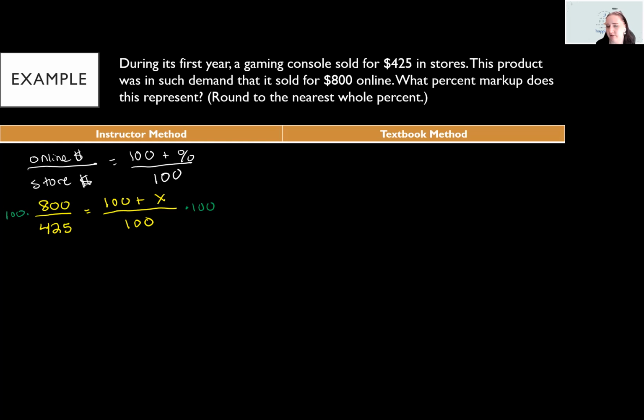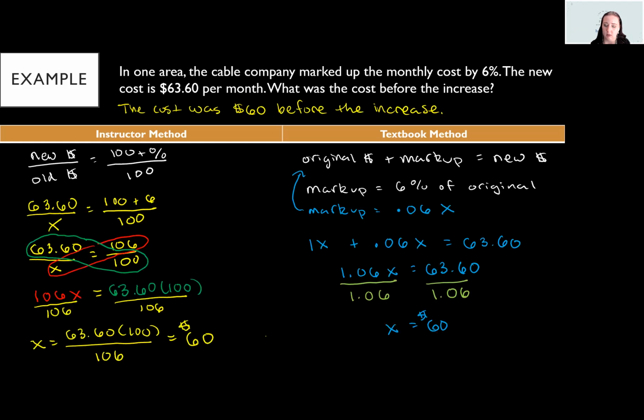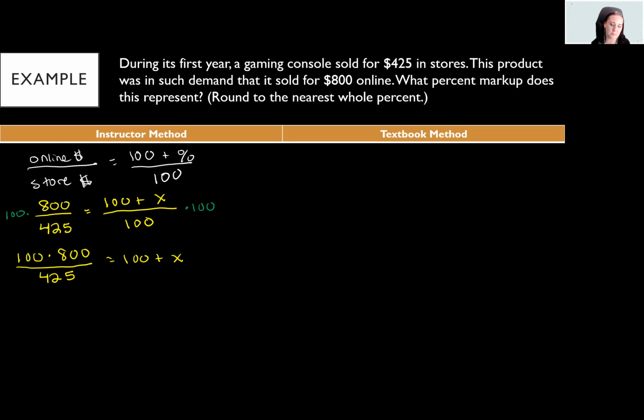So we did that in our first example. And so we're going to have 100 times 800 divided by 425 equals 100 plus X. So we're basically getting rid of the fraction and we're left with only what's on top of the fraction, the 100 plus X. If you want, you could do the cross multiplication method that I did in this example, but then that has some distributing and sometimes that confuses people. So I like to do it this way.